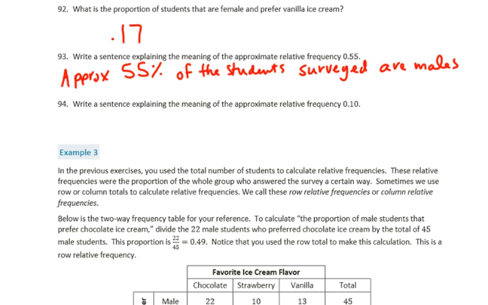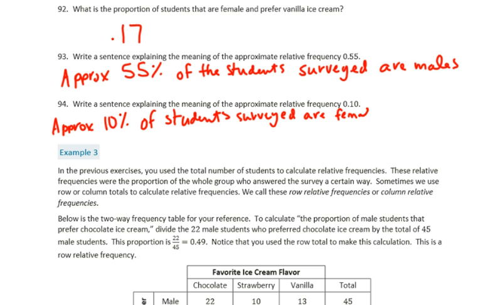Write a sentence explaining the approximate relative frequency of 0.10. That means approximately 10% of students surveyed are females who prefer, we check our table, chocolate ice cream. So that's just reading what the table shows us.